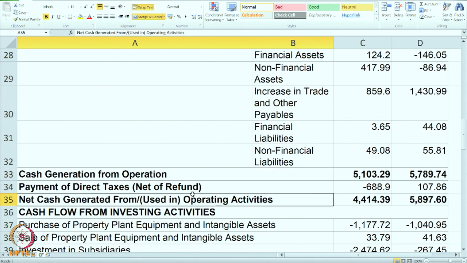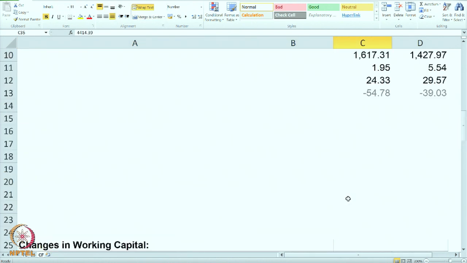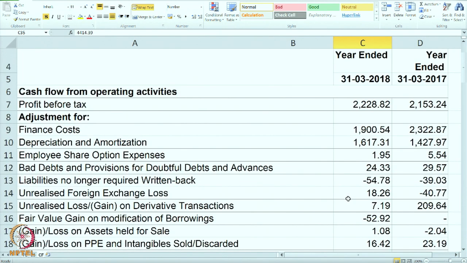Then payment of direct taxes net of refund, this is the actual tax paid, we get net cash generated or used in operating activities. I know it's a bit longish, but read it 2-3 times so that you understand how it is for a large company. If your own company is also a large one, compare it with the cash flow of your own company. Next one is very simple now.